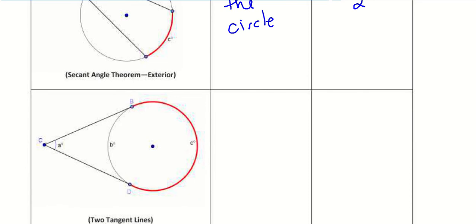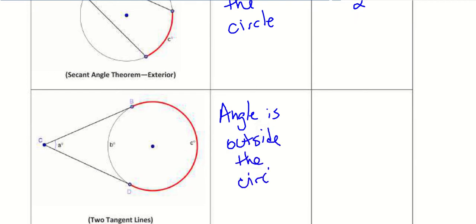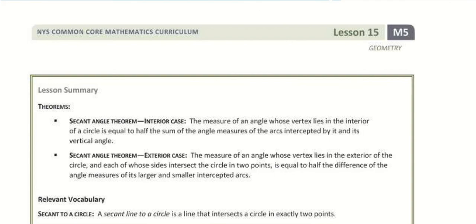This is the same thing whether it's two tangent lines, right? This angle is outside the circle. Outside is different. Different means subtract. So A is equal to bigger minus smaller divided by 2. That's it. That's all we're looking to do here.